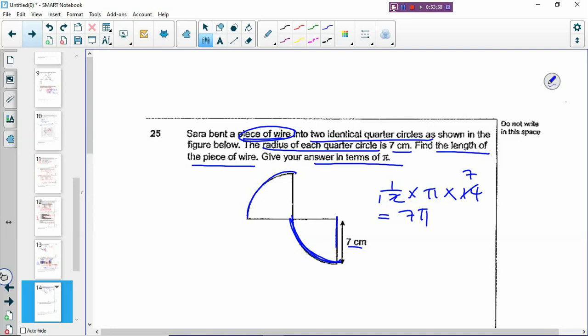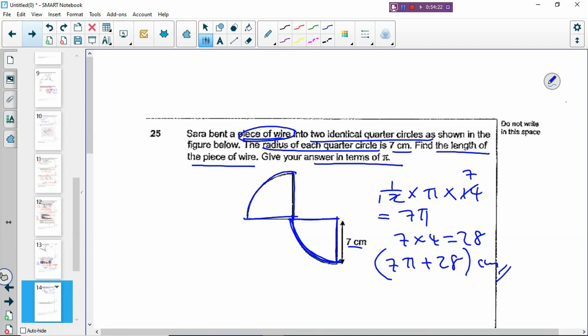And then how many straight lines? There are 2, 3, and 4. So there are 4 straight lines. That will be 7 times 4. That will give you 28 cm. So what's the length of the wire? So the length of the wire must be 7 pi plus 28, and then bracket cm. Okay, that's the length of the wire in terms of pi. Okay, let's go to the next one.